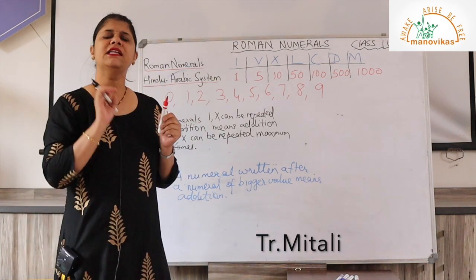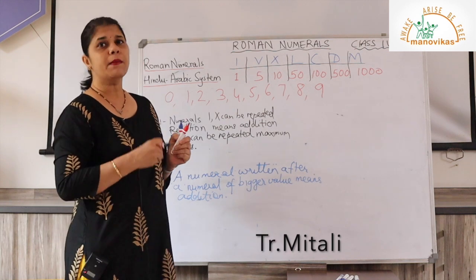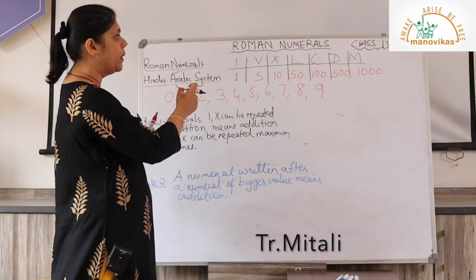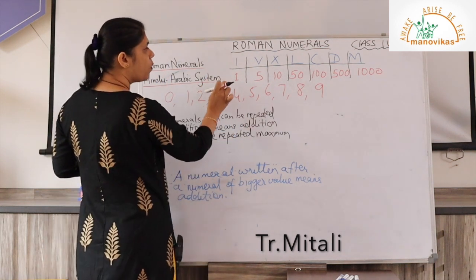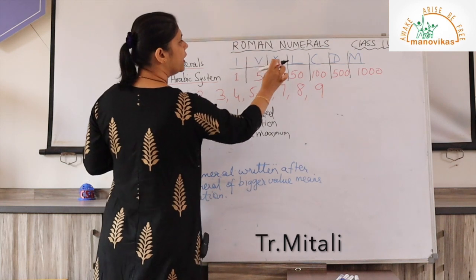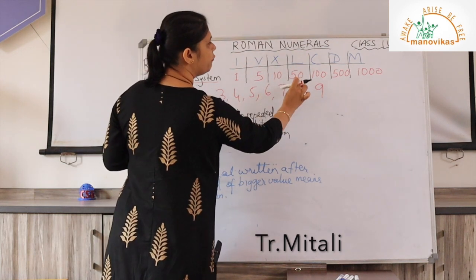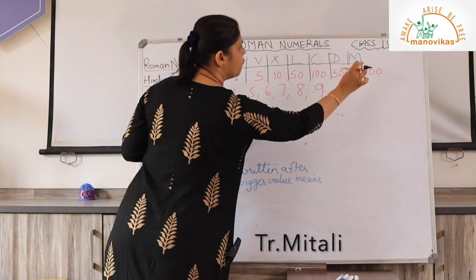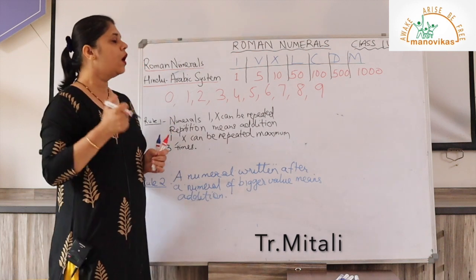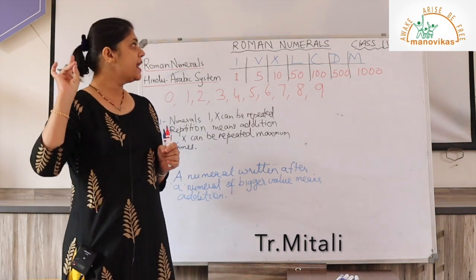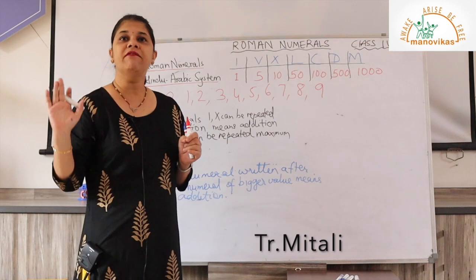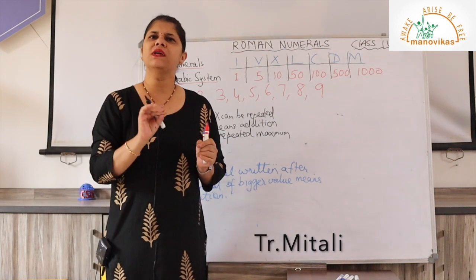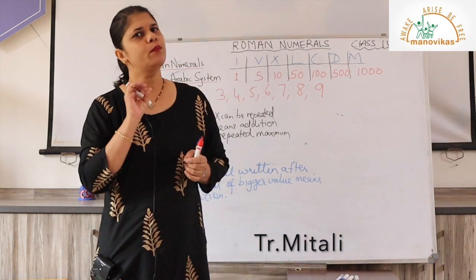Now, in the ancient times, the Romans used some other system. They used 7 symbols to represent the above numbers. I for 1, V for 5, X for 10, L for 50, C for 100, D for 500 and M for 1000. So, I, V, X, L, C, D, M are the 7 symbols which are used in the Roman system. Now in the Roman system, we have to remember a few points.